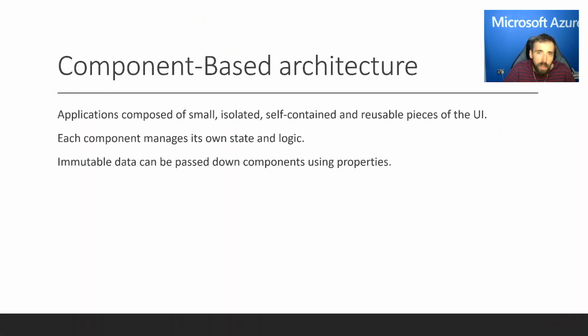So the first one is a component-based architecture. Components in React are small, isolated, self-contained and reusable pieces of the UI. So when we look at a web page, we might have a nav bar, a table with content, buttons. All of these can be defined in separate components, which we have full control over. And the benefit of this is that we can reuse these components throughout our application repeatedly.